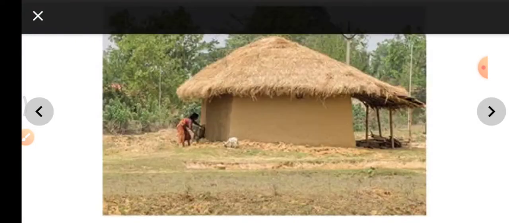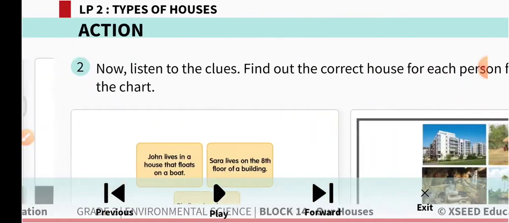And this is a picture of a hut. It is made out of mud walls and a thatched roof, right? Let's move on.